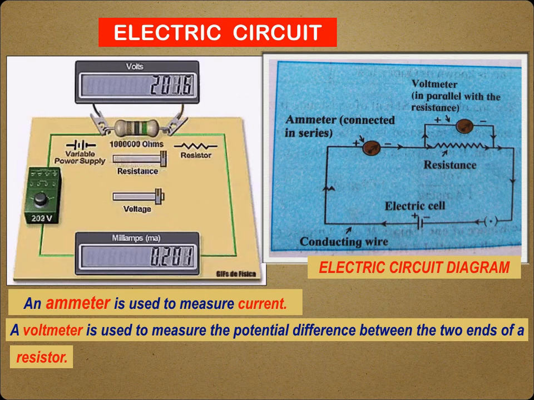Now you can see that an ammeter is used to measure current, and a voltmeter to measure the potential difference between the two ends of a resistor. As the voltmeter has a very high resistance, only a very small current flows through it.